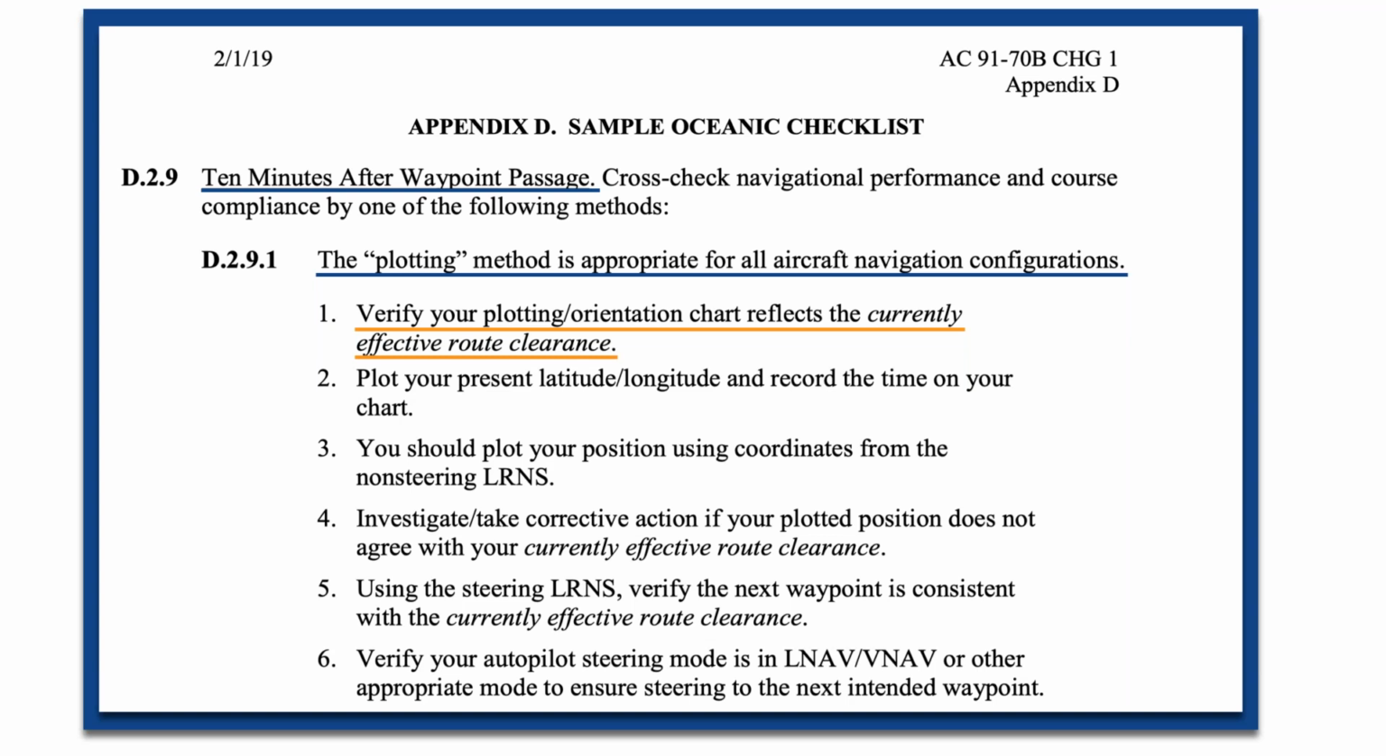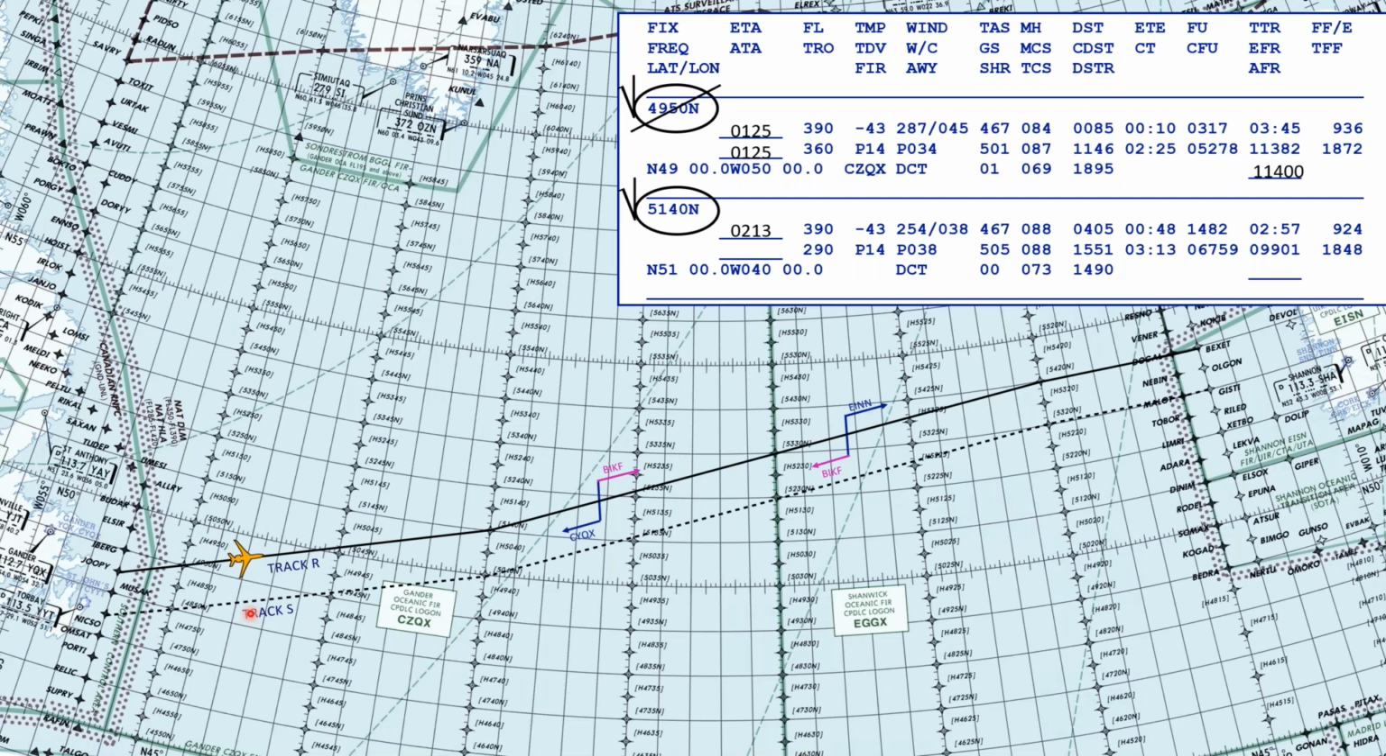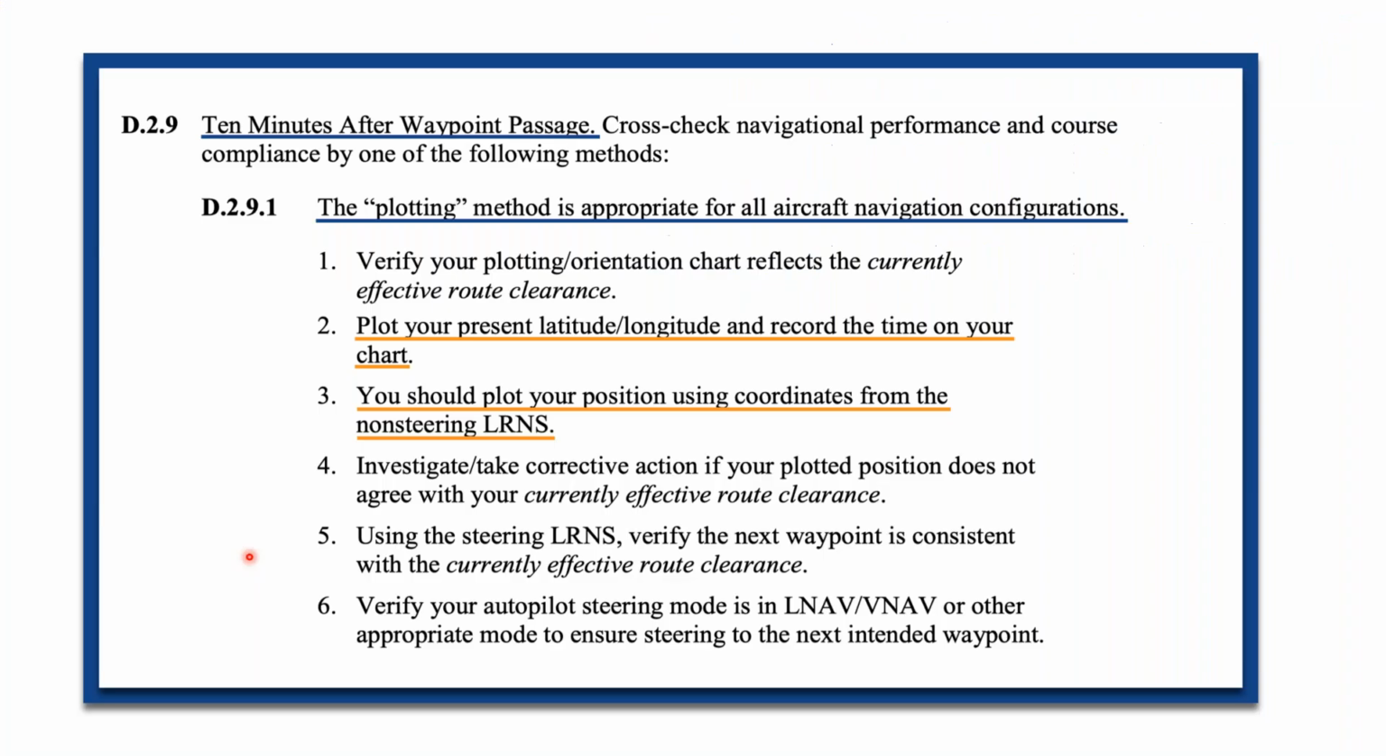Now let's go to the plotting chart. So here I am in oceanic airspace, and I'm operating about 2 degrees, maybe 10 minutes after waypoint passage. And what I would do is I would find the lat long. I would find out what my current present position is, they say here, lat long, and record the time on the chart. And then it notes that you should plot your position using coordinates from the non-steering long-range navigation system.